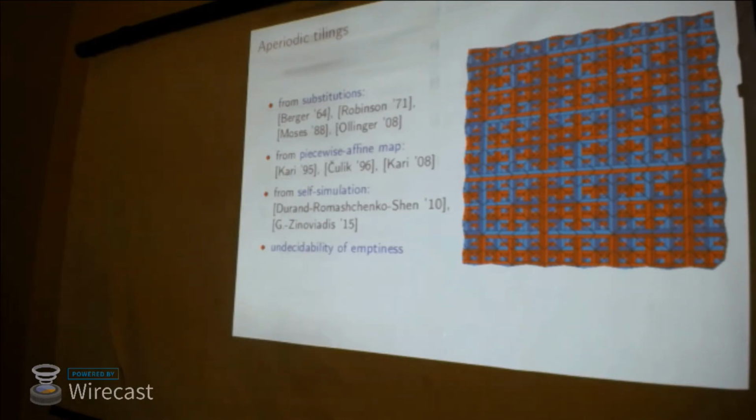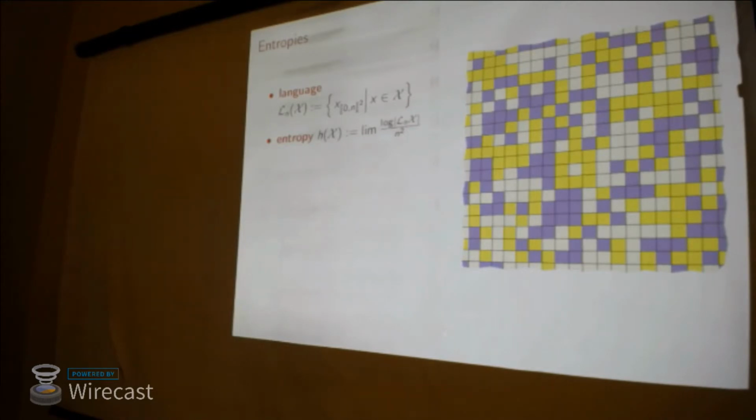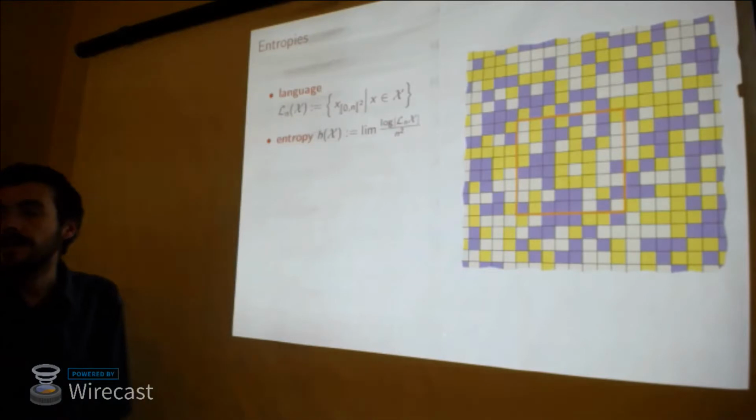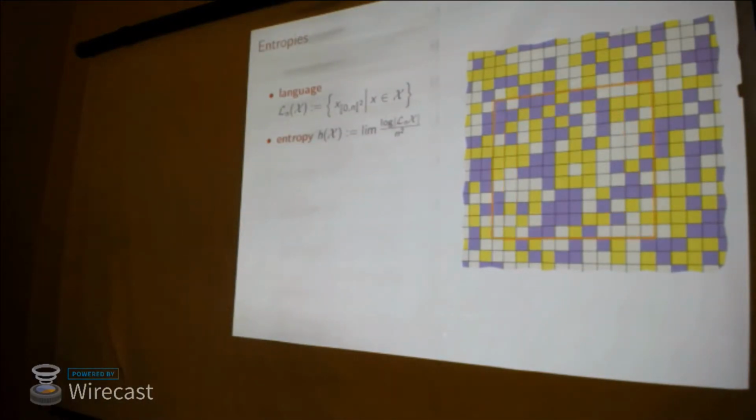So maybe I have to go down. So, yes, let's go through some dynamical questions we had at the beginning. We asked about entropy. Entropy tells you more or less the growth of the number of finite patterns when you increase the size of the square. So you expect it to grow exponentially in the area of the square. That's why we divide by n squared. This is finite. This is a limit thanks to Fekete's lemma, so it always exists.